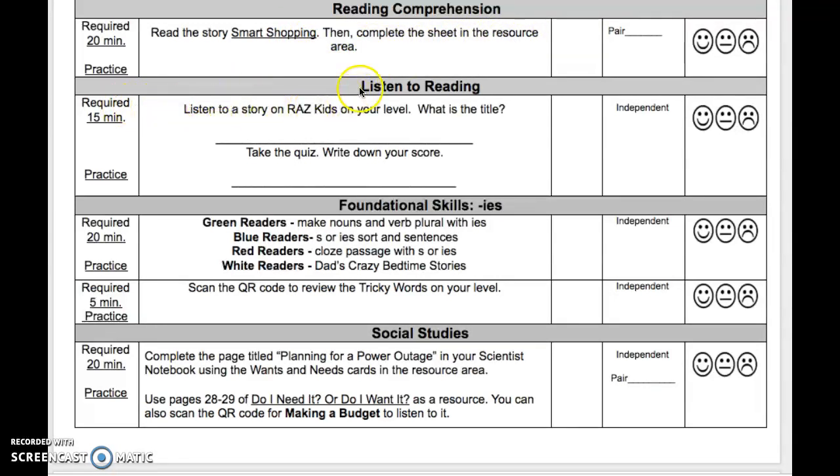The next section is listen to reading. Required 15 minutes. It is practice. Listen to a story on Raz Kids on your level. What is the title? Write the title here. Take the quiz. Write down your score. Write down your score here.